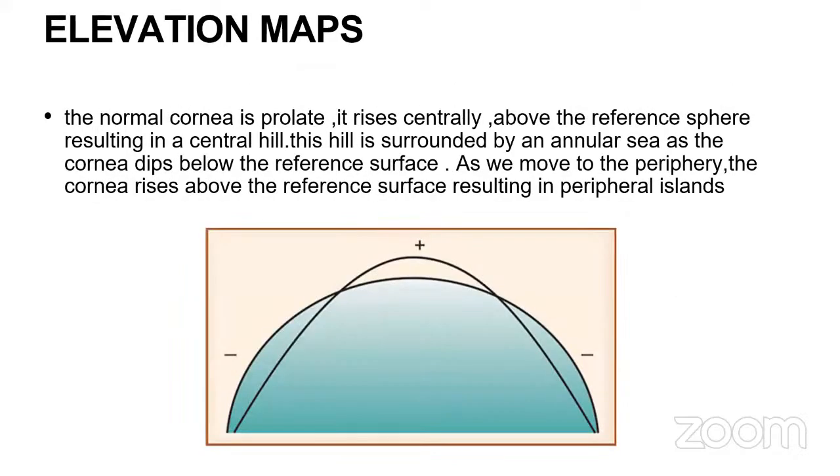Next, coming to elevation maps. So, the normal cornea is a prolate. It rises centrally above the reference sphere, resulting in a central hill. This hill is surrounded by an annular sea as the cornea dips below the reference surface. As we move to the periphery, the cornea rises above the reference surface, resulting in peripheral islands.